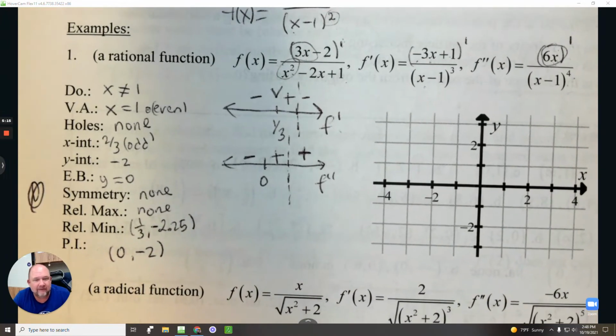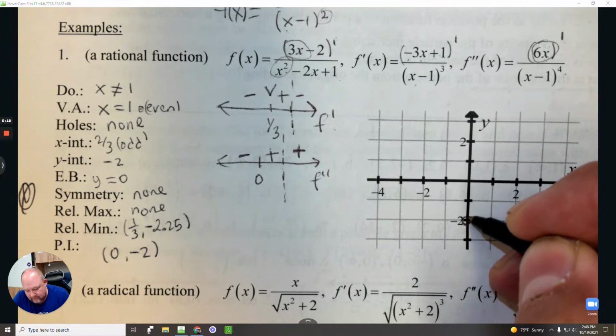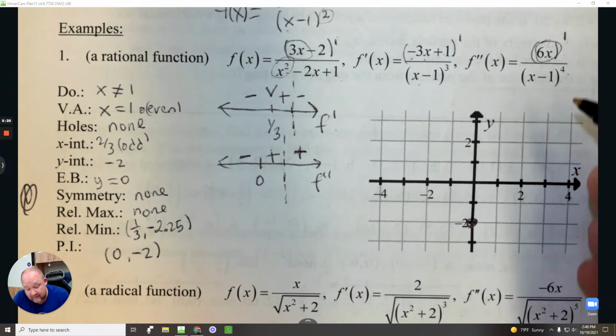All right, now we get to graph it. So start with (0, -2). We also have a point at 2/3.